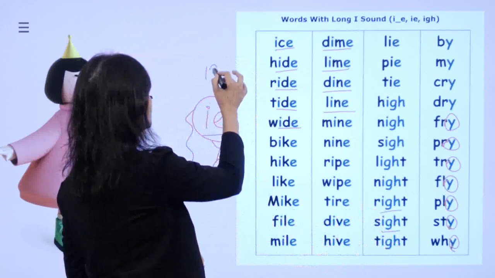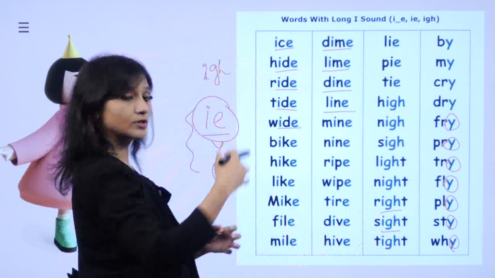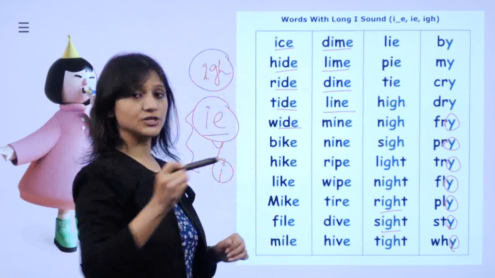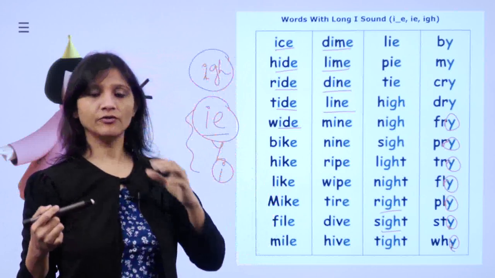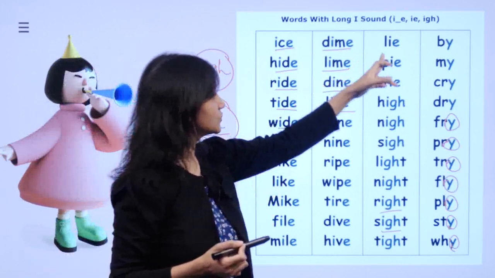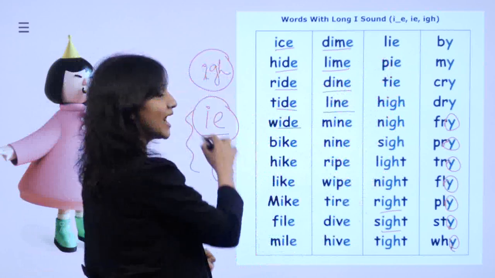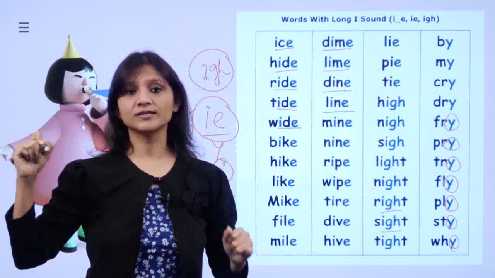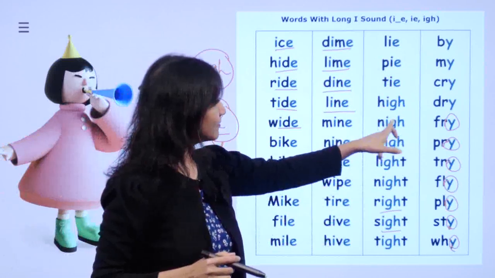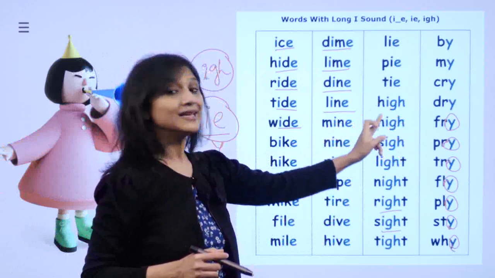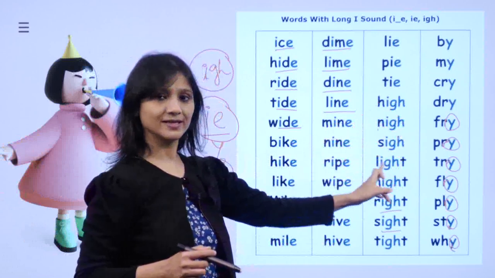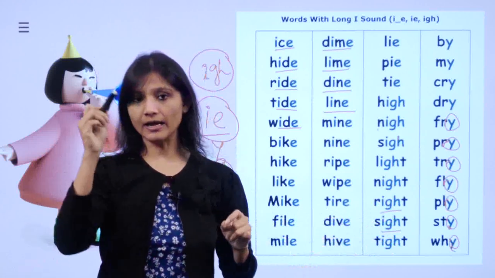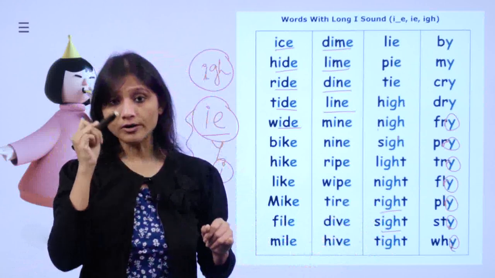So even I G H together, as I told you, they all want to make friends, they want to be together. So there are three letters I G H, they also sound as I only. We will not say ig, we will say I. I G H is also I. So we see here there are three things. I E is also the sound I. Y sound is also I. I G H sound is also I. So nigh, we will not say nig, we will say hi, nigh. Sigh, light, night, right. So please remember I, I E or Y or I G H.